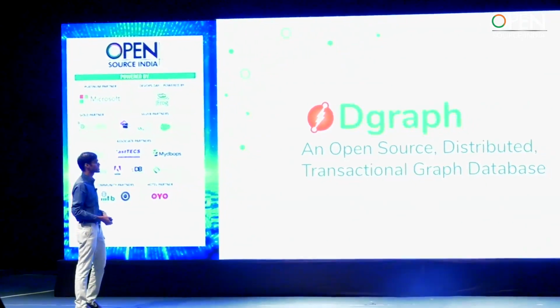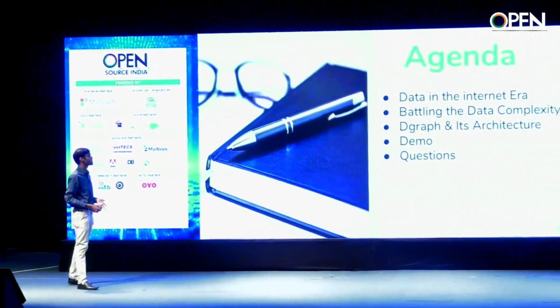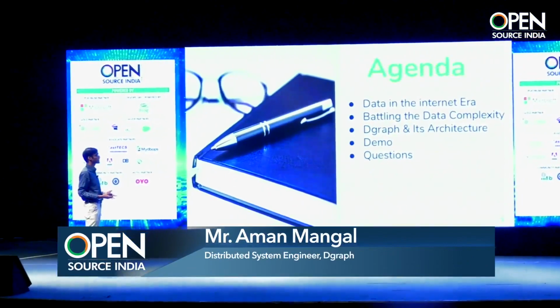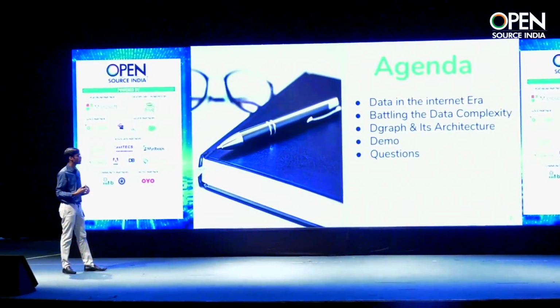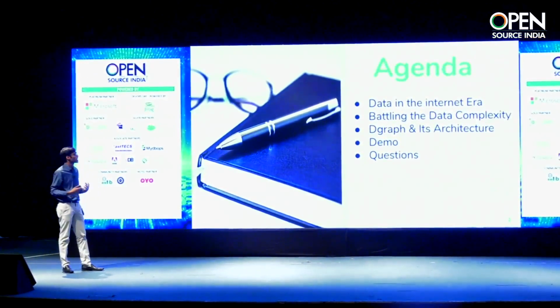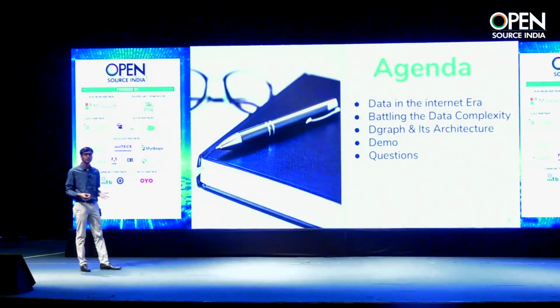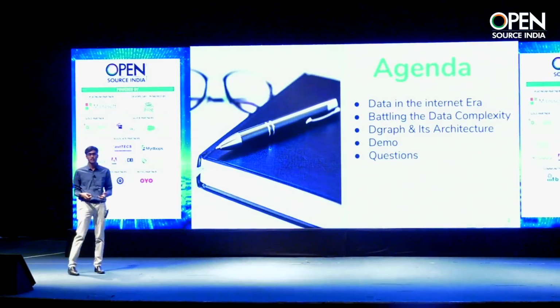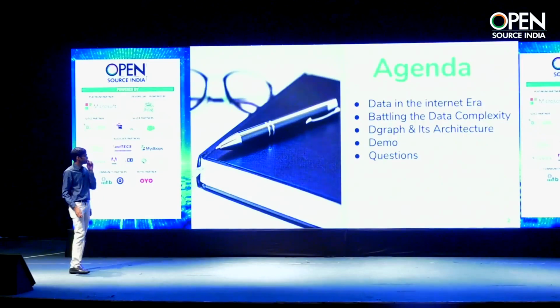Open source distributed transactional graph database. So the agenda for this talk is, I'm going to start by talking about the complexity of data that we have today in this internet era, and how we have to battle with this data complexity every day while building applications, and how the battle can be simplified using a graph database like Dgraph. I'm going to talk about Dgraph a little more, internals of Dgraph, its architecture, and then finally see if we can do a demo depending upon the time, and then we'll have time for questions.